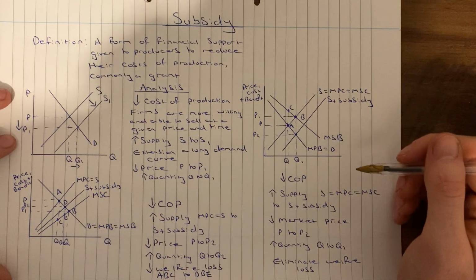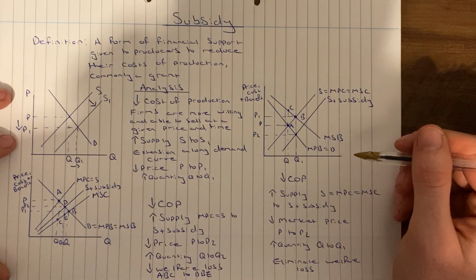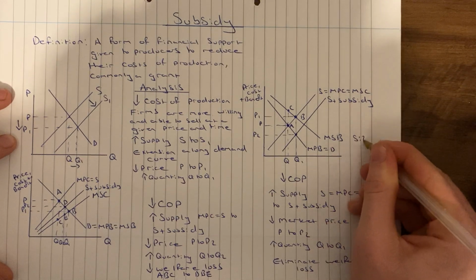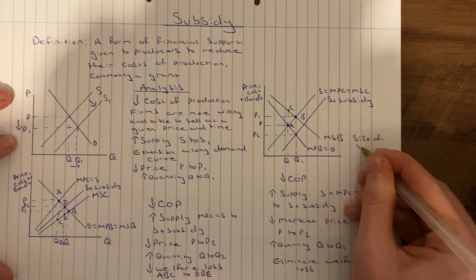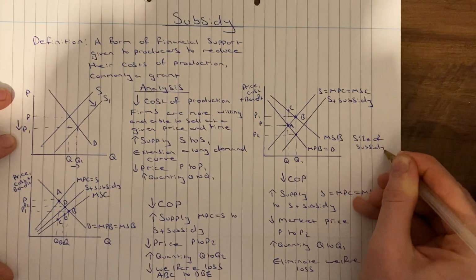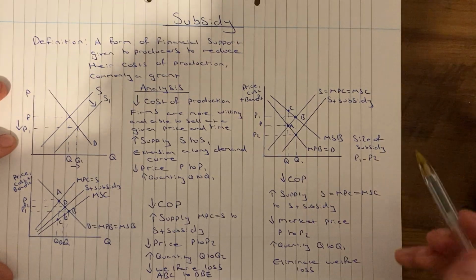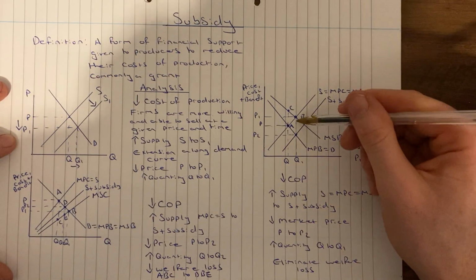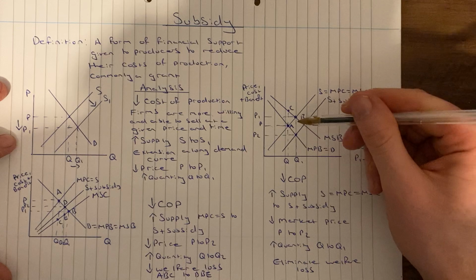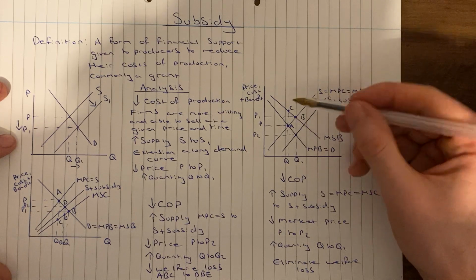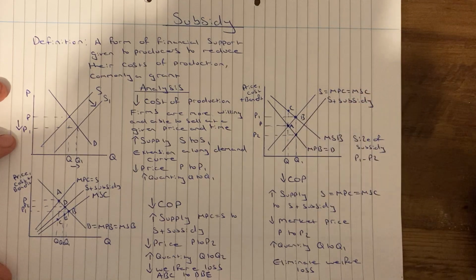Just an important thing to note here, that the size of the subsidy would be P1 minus P2. The reason we know that is because that is the vertical distance between the supply curves, and therefore demonstrates the size of the subsidy. So P1 minus P2 would give us the size of the subsidy.